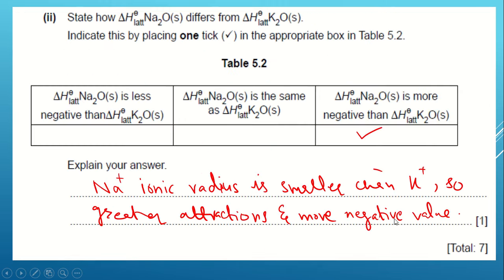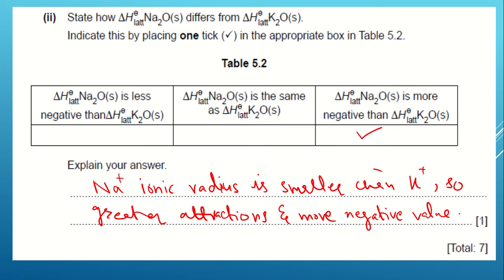So how did you pick this one? Like, why did you not pick the first two columns? The reason is written in this box, that is the sodium ion's ionic radius is smaller than the potassium ion. So if the ionic radius of sodium is smaller than potassium ion, it means the charge density of the sodium ion will be greater, right? So sodium's ionic radius is smaller than potassium ion, so greater attraction and more negative value, right? So this is the reason because of which I just put a tick in the third column, right?